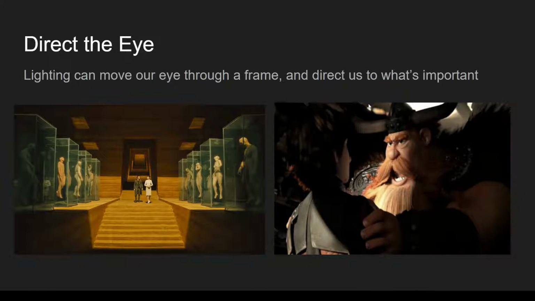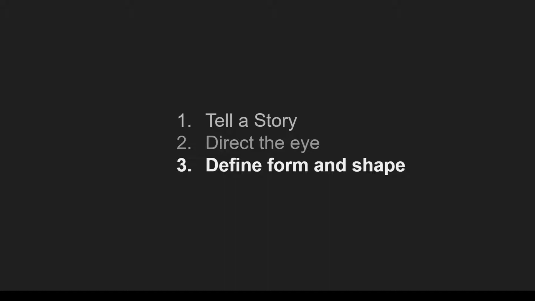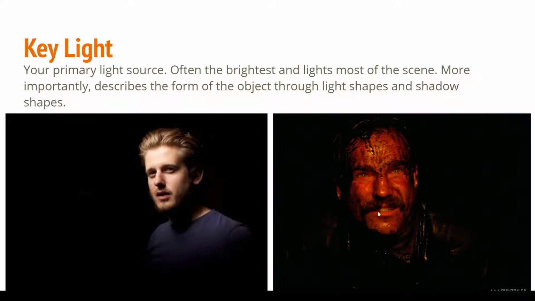And you can also see, again, value in space, how they're using this lighter shape or this lighter area to separate out the helmet from the background. The third fundamental use of lighting is to define form and shape. In order to shape our figures, we need to start talking about different types of light sources. And these are the different terms we use to describe lights based on their purpose and where they are.